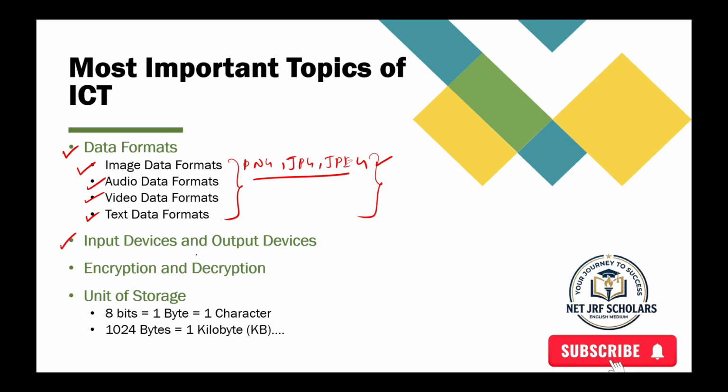And then input devices and output devices. These are very important. Mostly you can see these questions on input and output devices, especially when the paper is easy. So they even ask you to identify what are the input devices and output devices by giving a list. So better if you have a list of input and output devices. And also read about encryption and decryption, very important, and unit of storage.